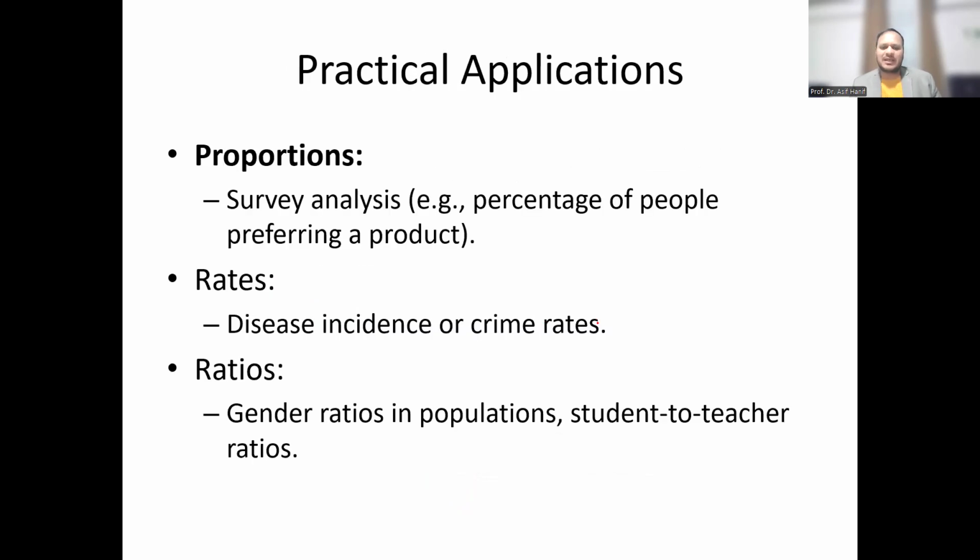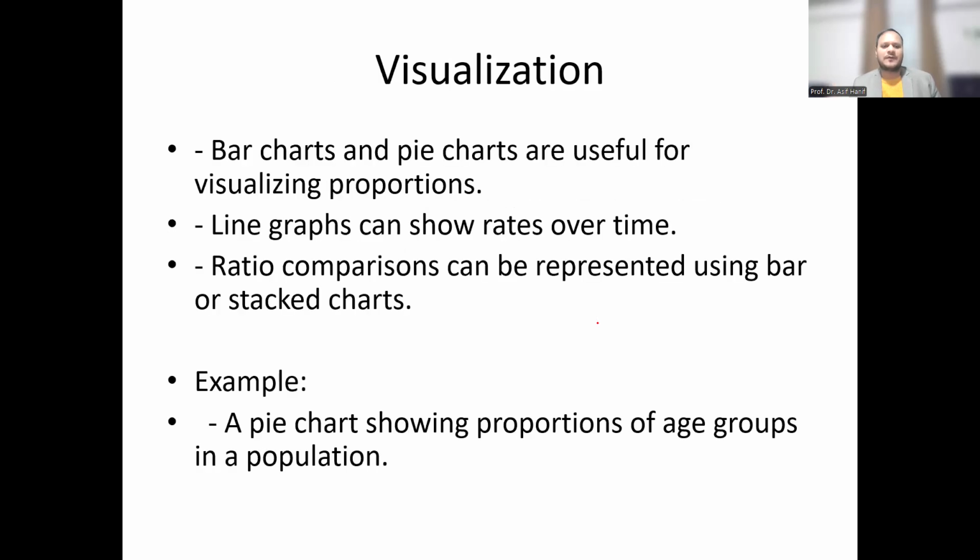Proportions are used in survey analysis, like the percentage of people preferring a product. Rates are used to identify disease incidence, prevalence, and crime rates. Ratios are used to know the comparison between two numbers, like gender ratio and population, student to teacher ratio, patient to bed ratio or bed to patient ratio, or bed occupancy ratio. Rates and proportions you can calculate. We can also visualize these things using different charts like bar chart, line graph, or pie chart.